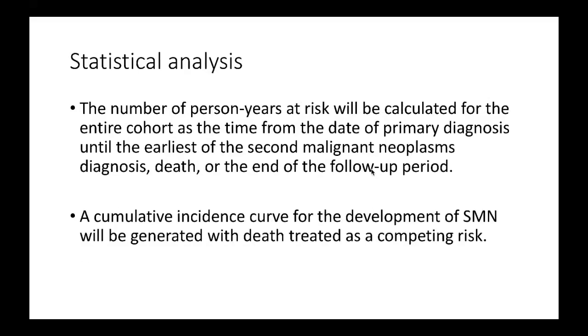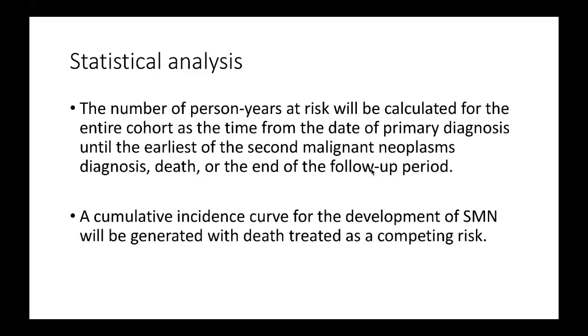So we think that for the incidence piece, we will calculate the number of person years at risk for the entire cohort as a time from date of primary diagnosis until the earliest of the second malignant neoplasm. So, we will consider the first of the SMNs as the primary event, diagnosis or death or end of follow-up period. So the censoring will happen based on those events.